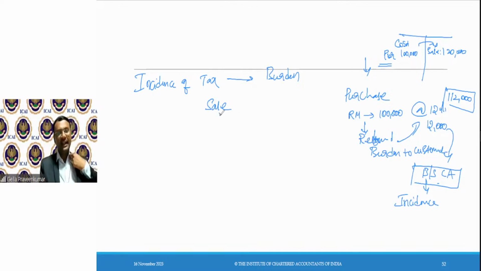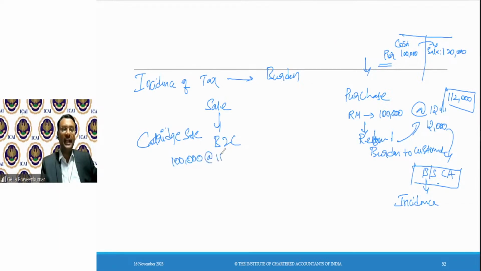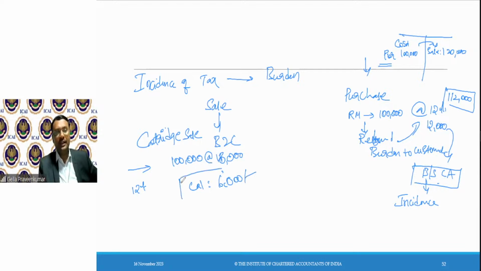In case of sales, look, I gave the example of a cartridge sale. Now, in this case, assuming it is a B2C supply, I sold a cartridge for 1 lakh, on which I collected 18,000 as GST. At a point in time, I got to know that my GST rate is only 12% and not 18%. So I have issued a credit note for rupees 6,000.